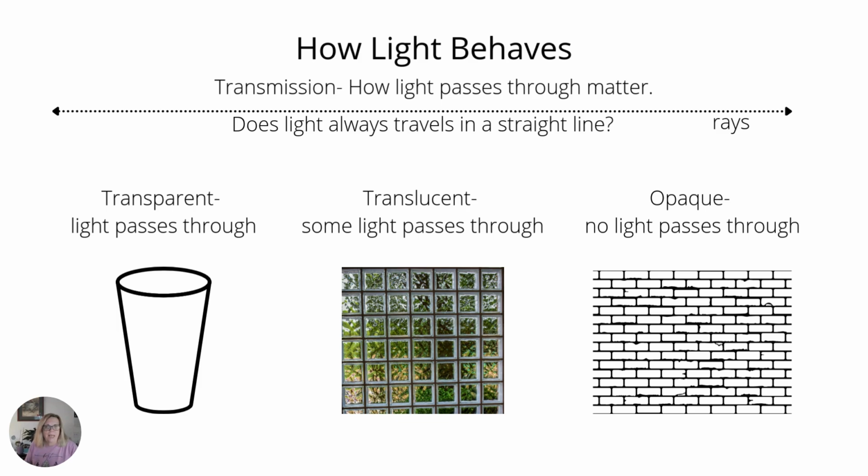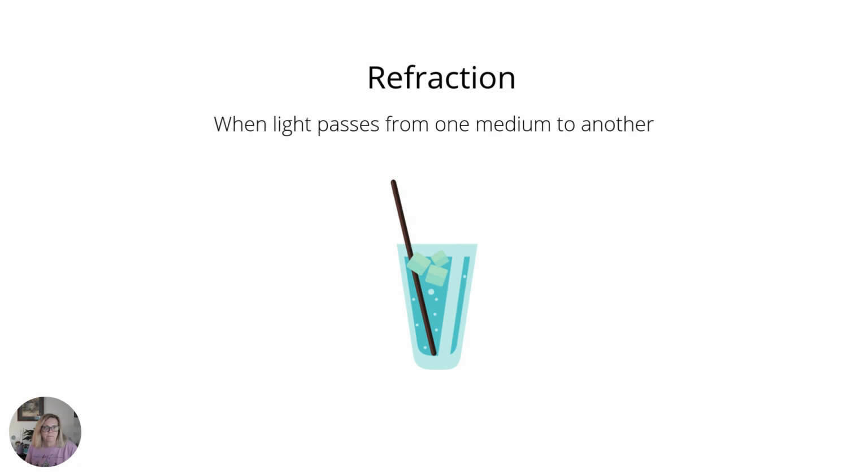And then opaque means that the light doesn't pass through at all, like a brick wall. Good example of opaque. Okay, it stops the light from traveling through, so you can't see.